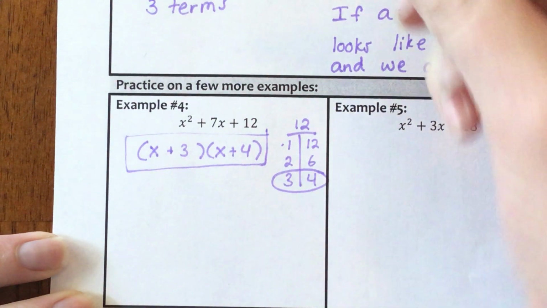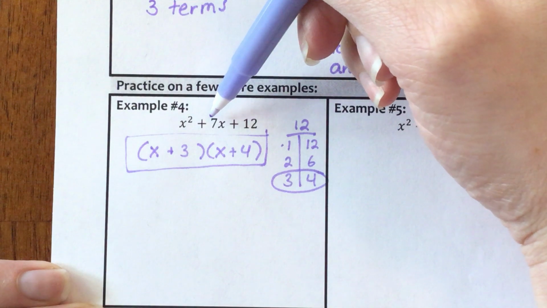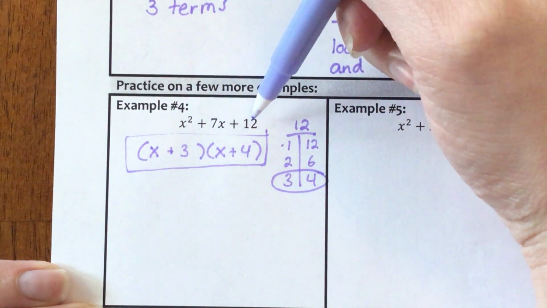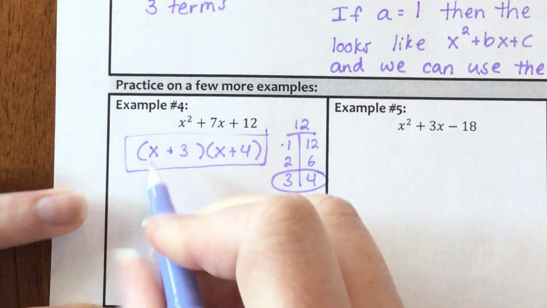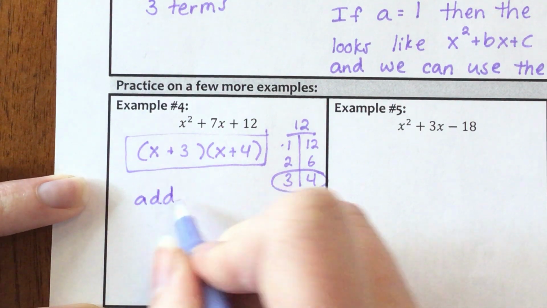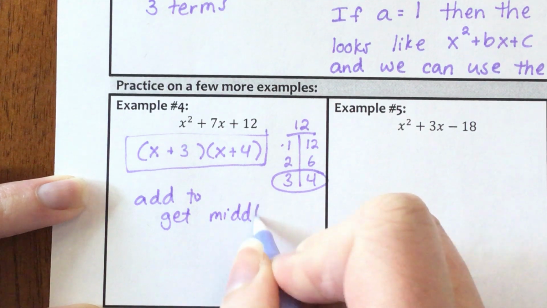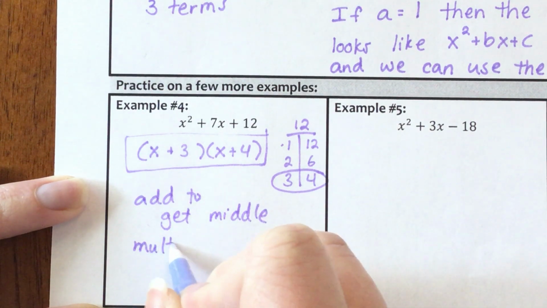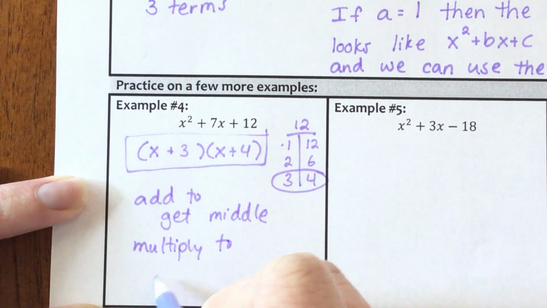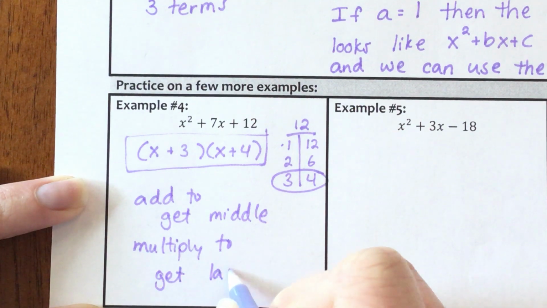So the quick version of this is, what are the 2 numbers that add up to your middle number and multiply to your last number? Add to the middle, multiply to get the last number.